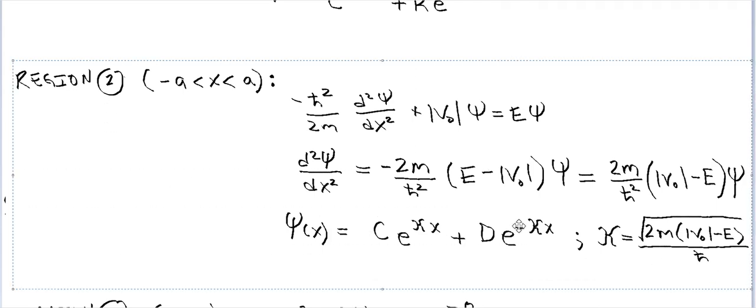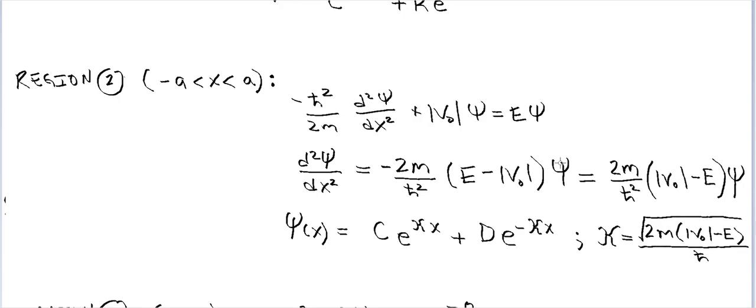So region 2, we have minus h bar squared over 2m d squared psi dx squared plus V naught psi is equal to E psi. So I can subtract the V naught psi from both sides, and then multiply both sides by minus 2m over h bar squared, and we get that d squared psi dx squared is equal to minus 2m over h bar squared times E minus V naught times psi, which is just flipping the order of E and V naught, the same as 2m over h bar squared times the quantity V naught minus E times psi.